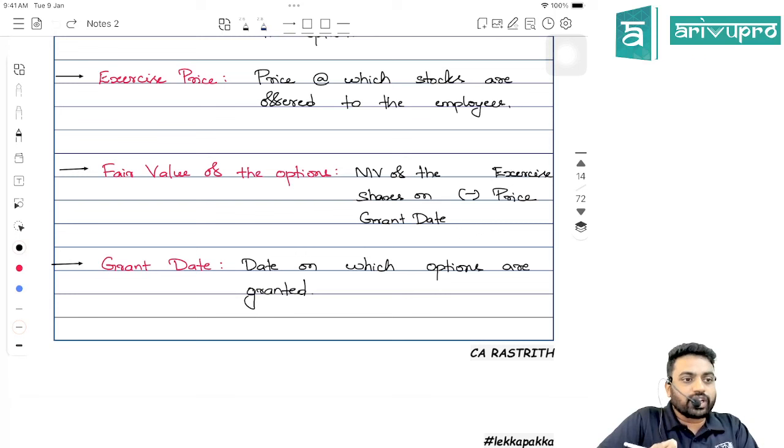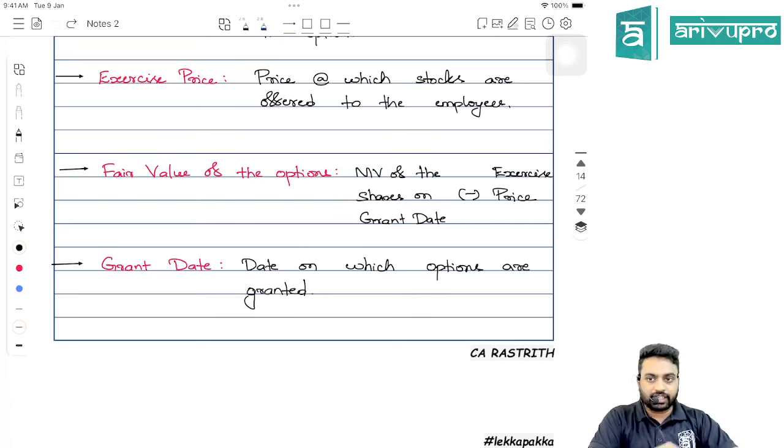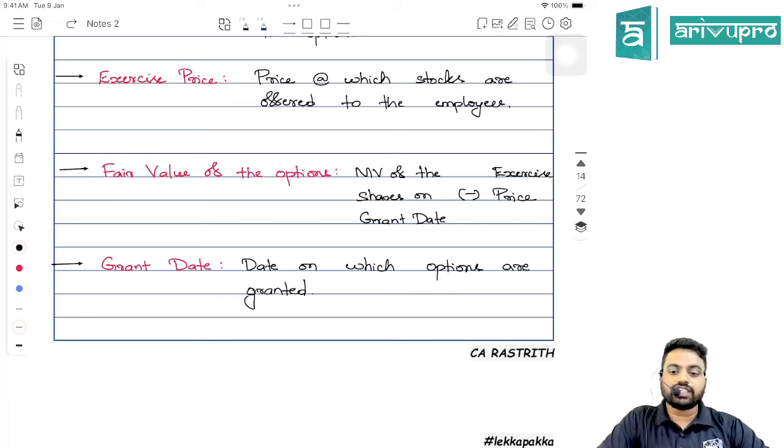How much is the expense to the company? For example, 100 rupees is the value of the share in the market. You are offering it to your employees at 40, which means around 60 rupees will be the expense to the company. If they issue it in the market, they will get 100 rupees. As they are giving it to the employees, they are getting only 40 rupees. So 60 rupees is the expense.